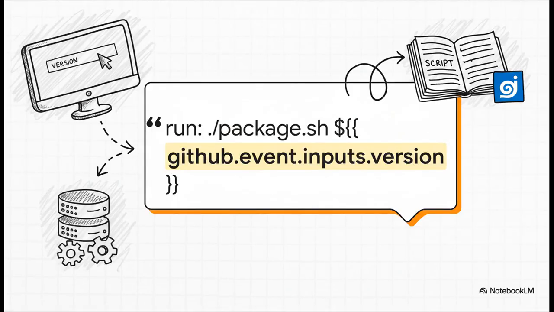And this single line of code is the glue that holds it all together. This special syntax, the ${{ github.event.inputs.version }}, that's how GitHub Actions takes the version number we typed into the website and passes it directly as an argument to our shell script. It's the bridge that connects that manual click to our automated process.